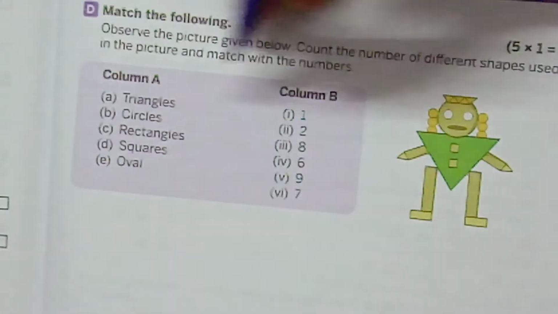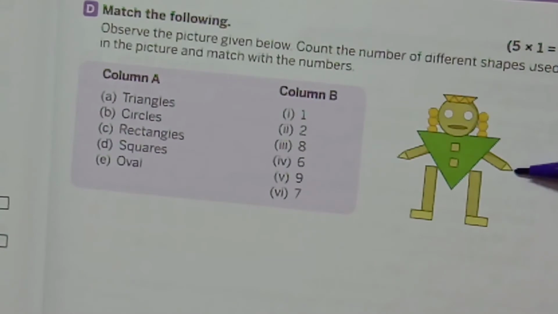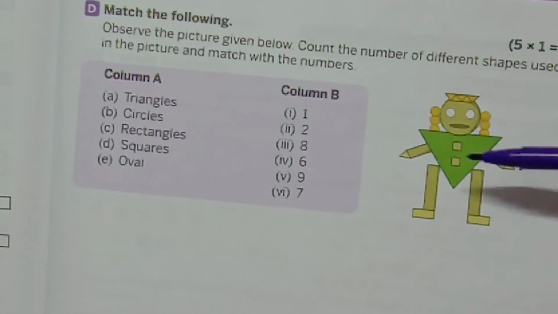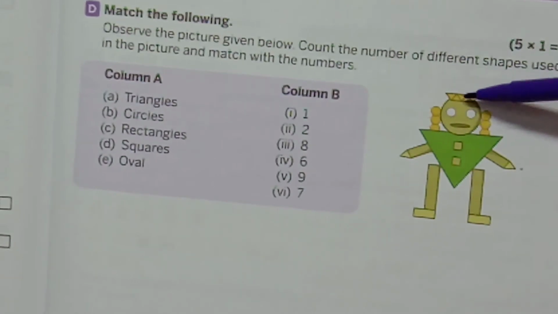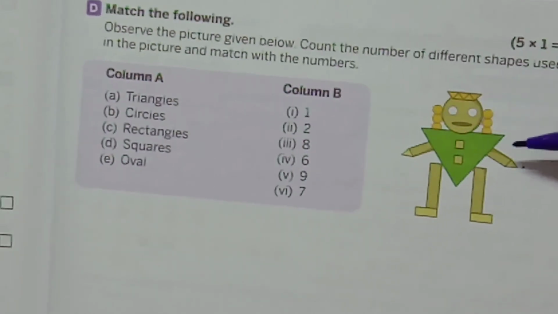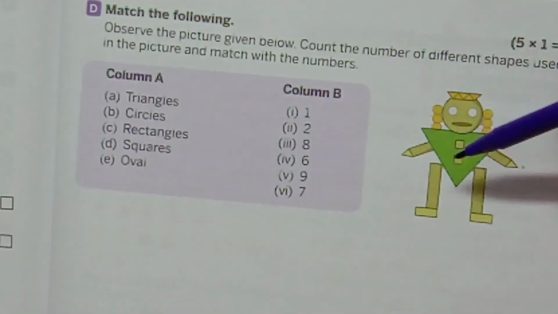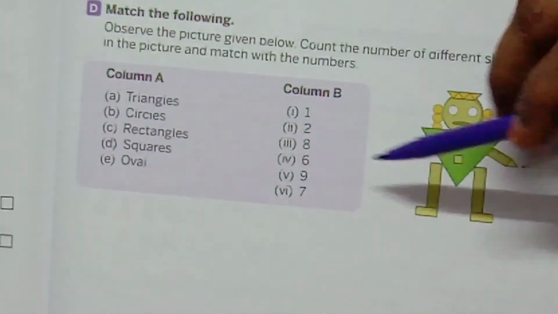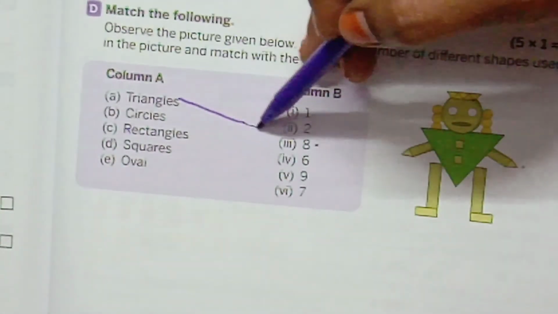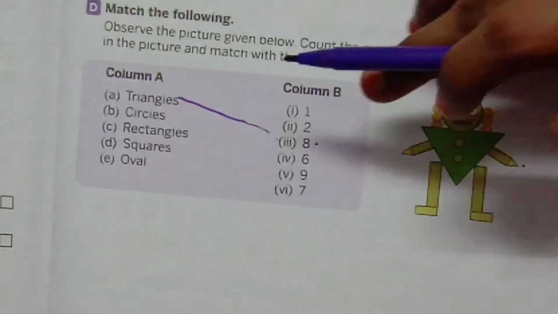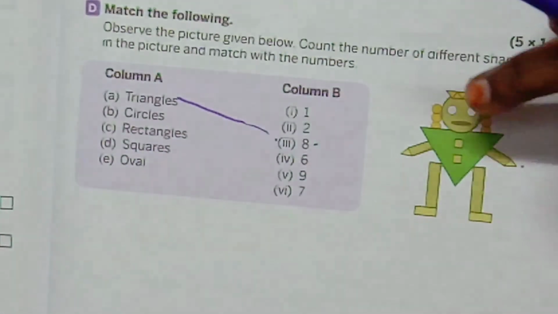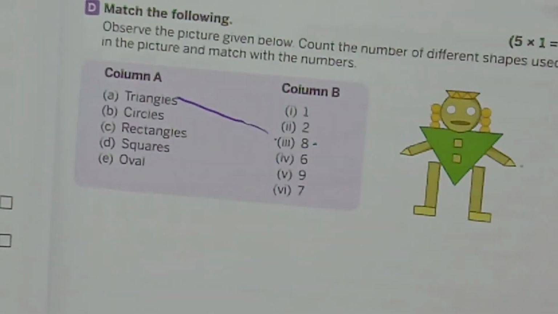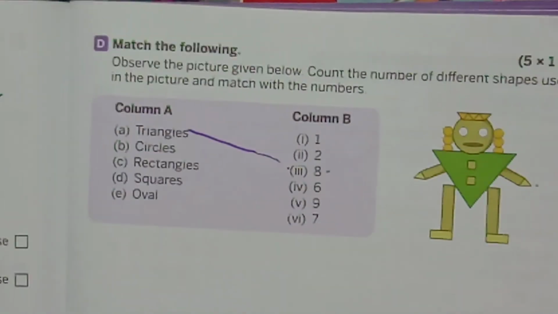So first, triangles. How many triangles are there? 1, 2, 3. Only 3? No. 5, 6, 7, 8, 9. 1, 2, 3, 4, 5, 6, 7, 8. 8 triangles are there. So which is the 8? Here only 8. You compare. You match the following. Like that, you have to count the pictures, count the shapes. After that, you mention the answers. Okay children? Do you understand this one?